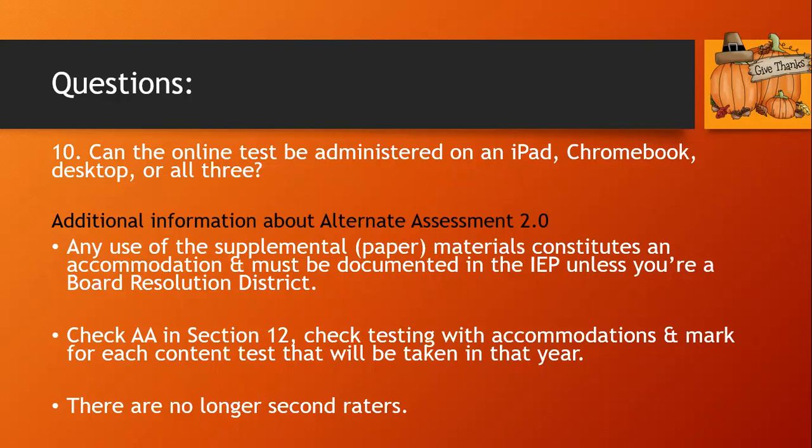So what you're going to do is in section 12, you're still going to check that yes, the student is participating in the alternate assessment. But then below that, where we would normally reserve that for end of course exams, you will check that yes, they are testing with accommodations. And then in each of the content tests that they will take in that year, you have to mark either supplemental or paper. That's all you have to say, supplemental or paper, but you are indicating that they are utilizing that accommodation and are not taking the full online version.